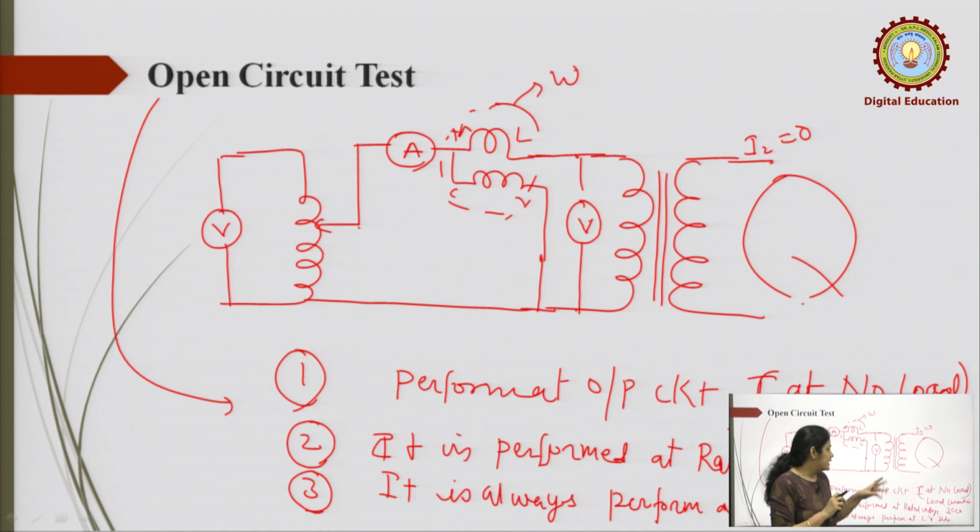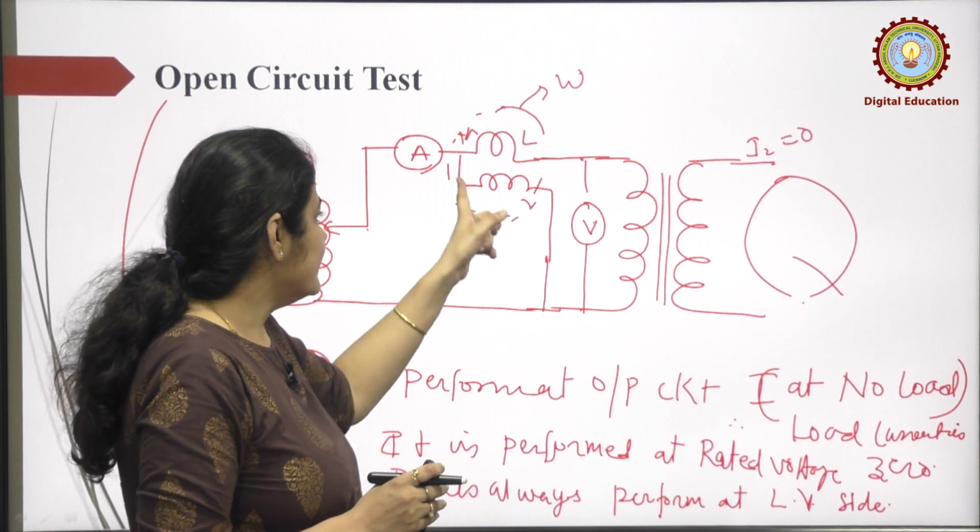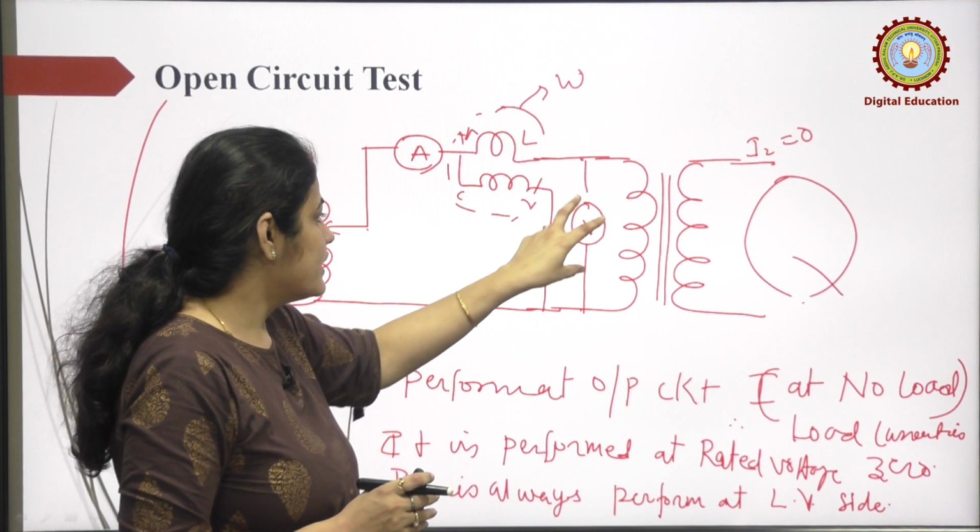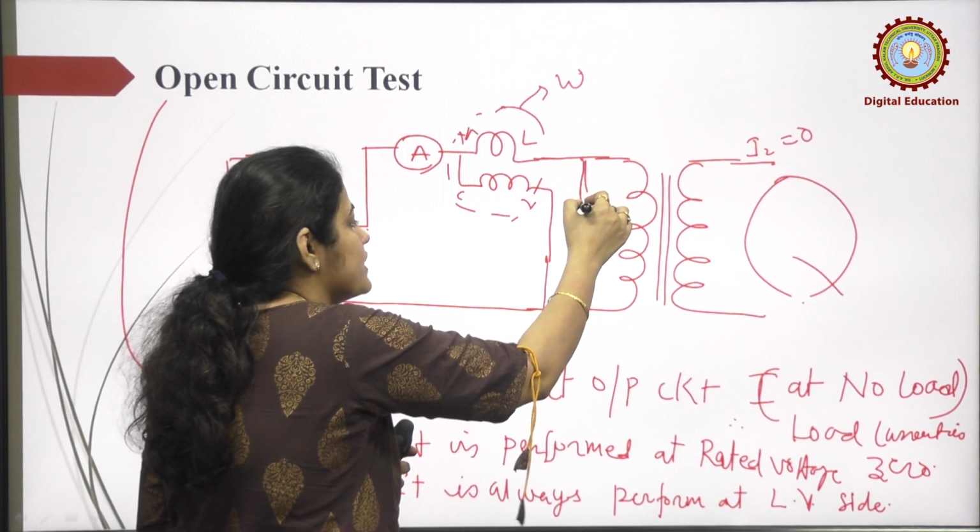Second thing, it is the open circuit, that means the secondary is open, there is no load on the secondary side. Third point, it is always performed at the low voltage side. And why this is, we will see. When we apply the rated voltage here, the current starts flowing, but because there is no load, only the magnetizing current flows, only the exciting current flows in the transformer. So, the ammeter gives you the exciting current, the wattmeter gives you the power, and the voltmeter gives you the voltage reading.